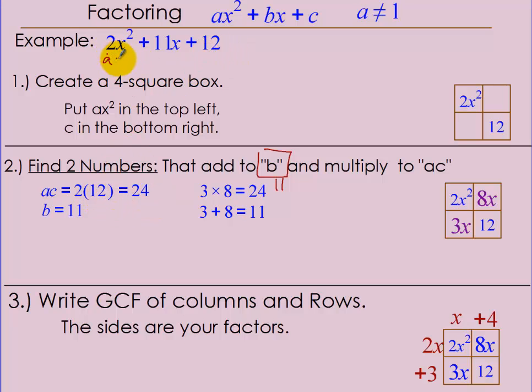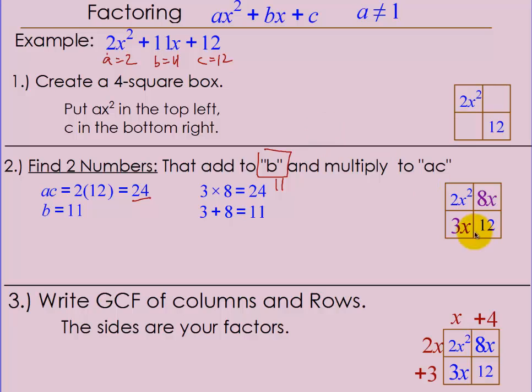And so a is 2, b is 11, and c is 12 in this case. So 2 times 12, which will be 24, and b is 11. So what are two numbers that multiply to 24 and add to 11? That's 3 and 8, because 3 times 8 is 24, and 3 plus 8 is 11.